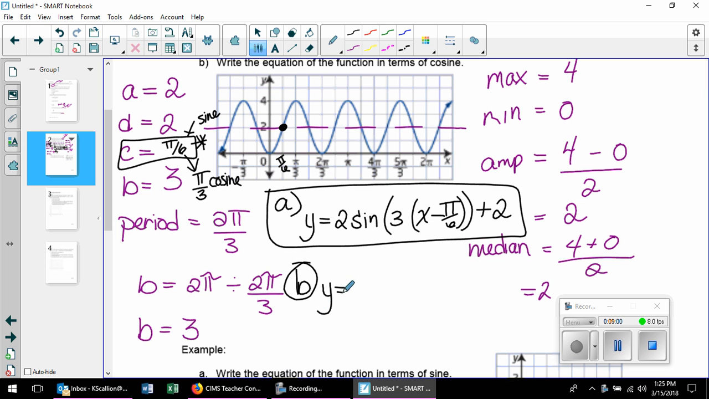So this one would be y equals 2 cos 3. The only thing that changes is my shift. And now I'm at a positive pi over 3. Close my brackets. Plus 2. So A, B, and D stay the same, no matter what trigonometric function you're using. It's your shift that will change based on what trig equation you're using. Easy peasy, right?